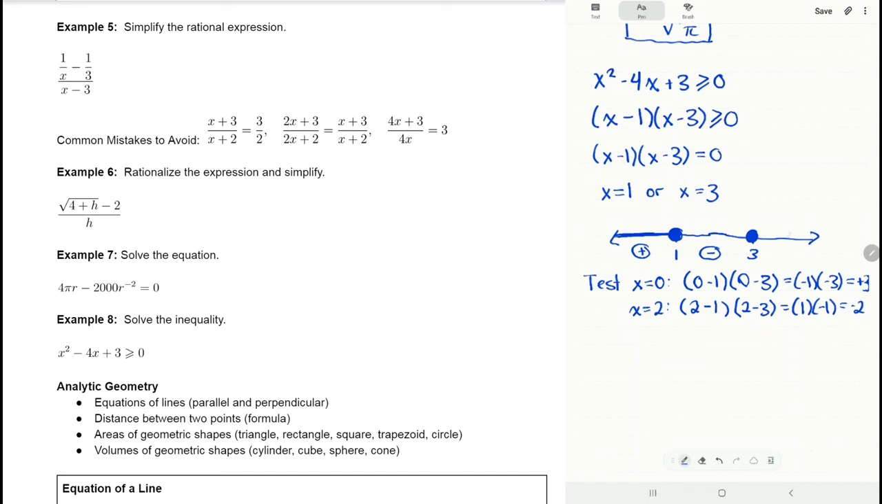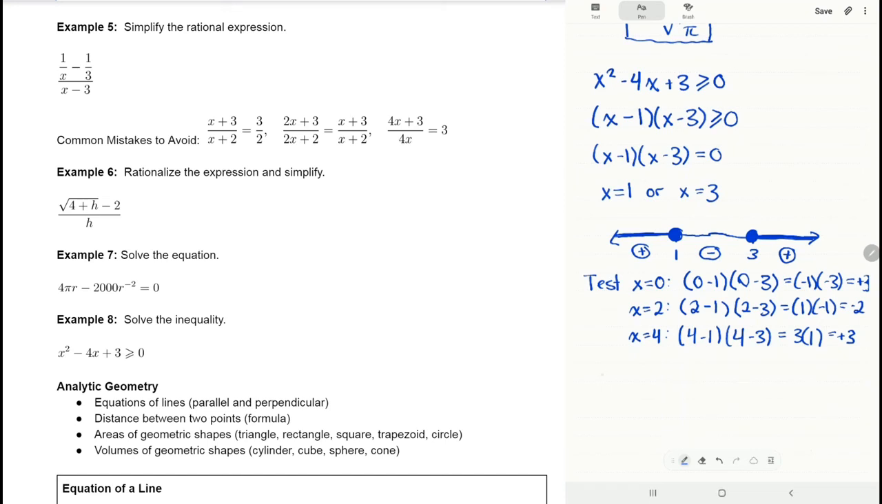And lastly, we want to pick a value that is larger than 3. For example, we can choose 4 and then substitute it into the quadratic. So here we have 4 minus 1 times 4 minus 3, which gives us positive 3 times positive 1, which will be positive 3. So this tells us that our quadratic will be positive from the interval from 3 to infinity. So we're going to shade in this region.